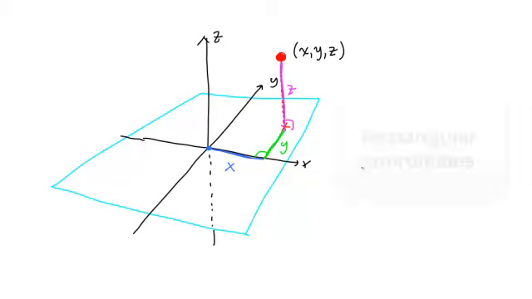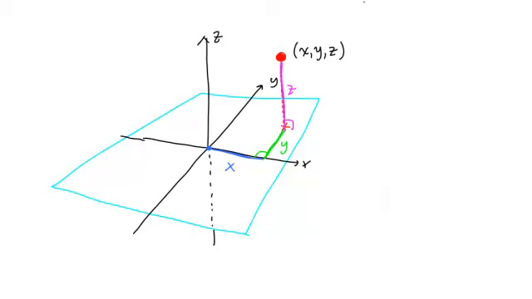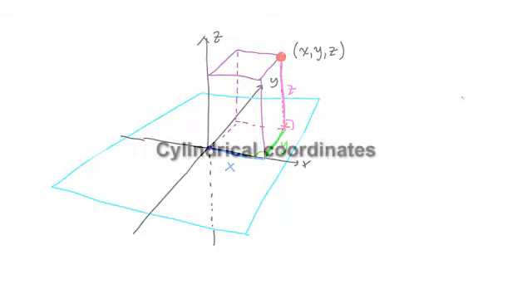In R2, these were called rectangular coordinates, and in R3, we're going to call them the exact same thing. And again, the intuitive picture is that these coordinates actually describe the sides of a rectangle for which the origin and the point x, y, z are opposite corners.